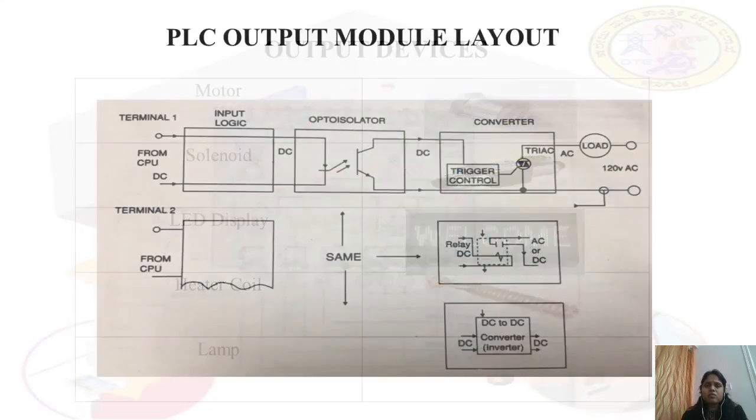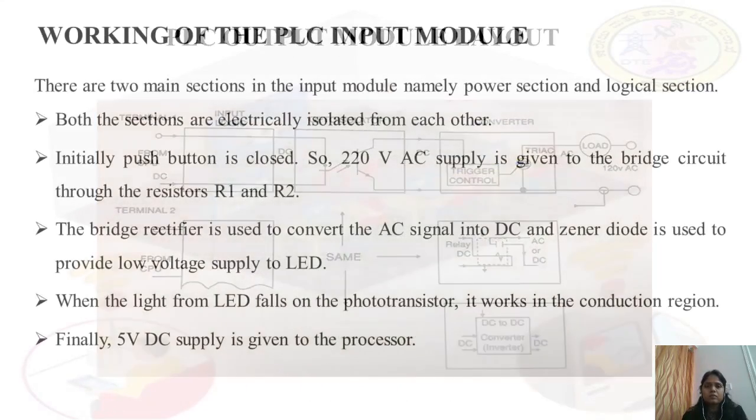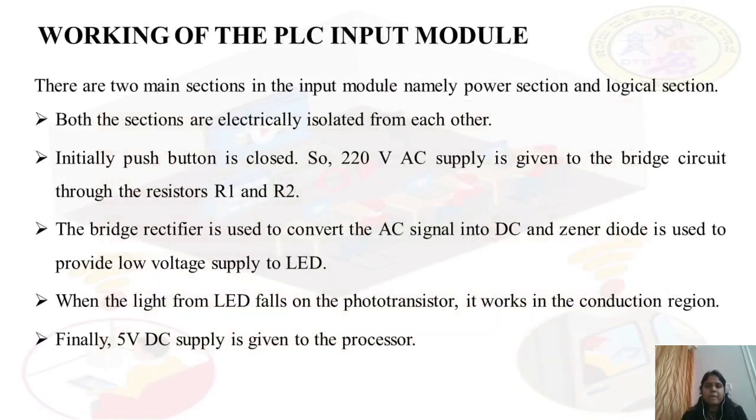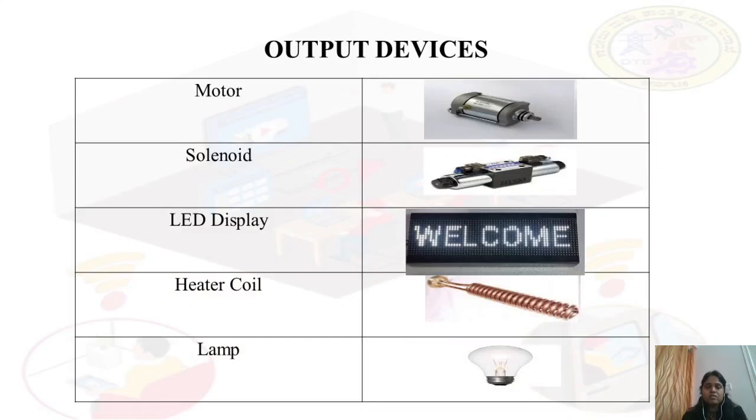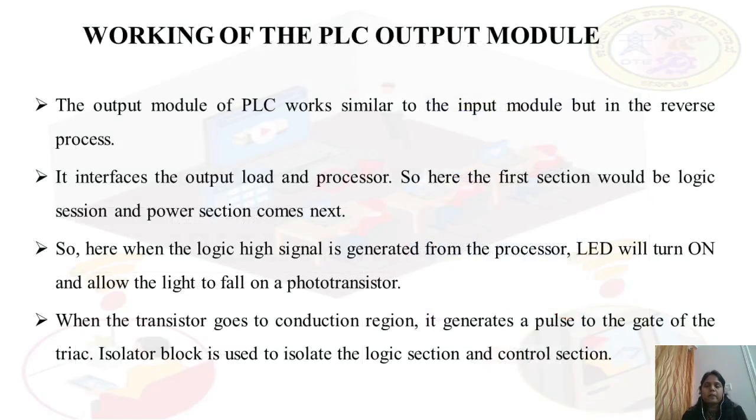And these are some of the output devices that I have listed. One is motor, which is an output device, solenoids, LED displays, heat coils, lamp. These are some of the output devices. You can search so many on your net. And what is the working? Already I have told you.